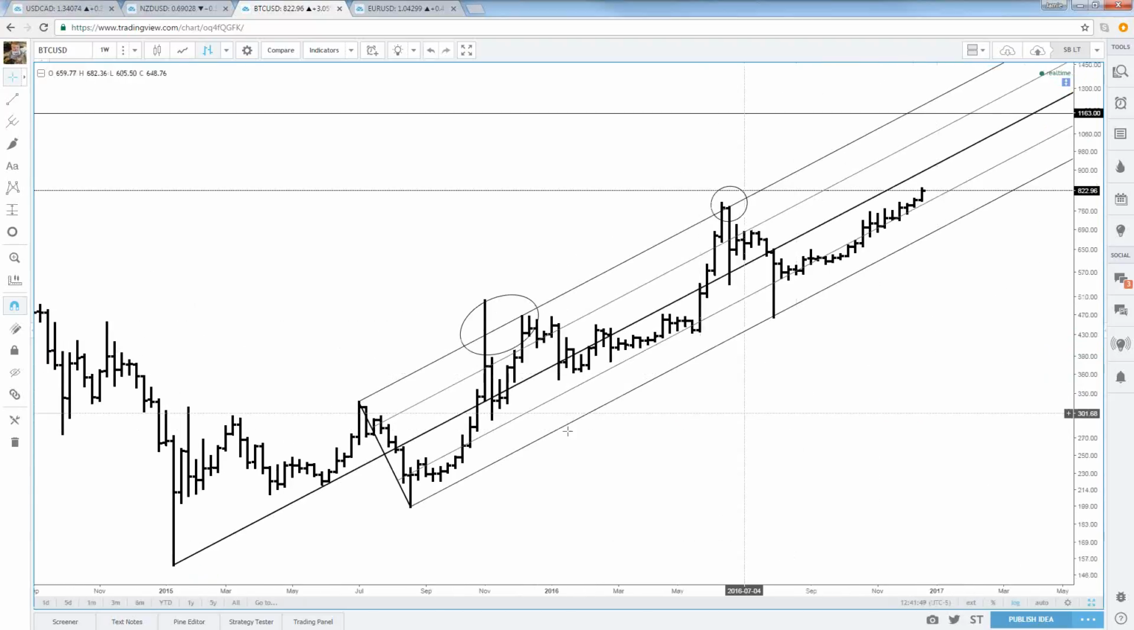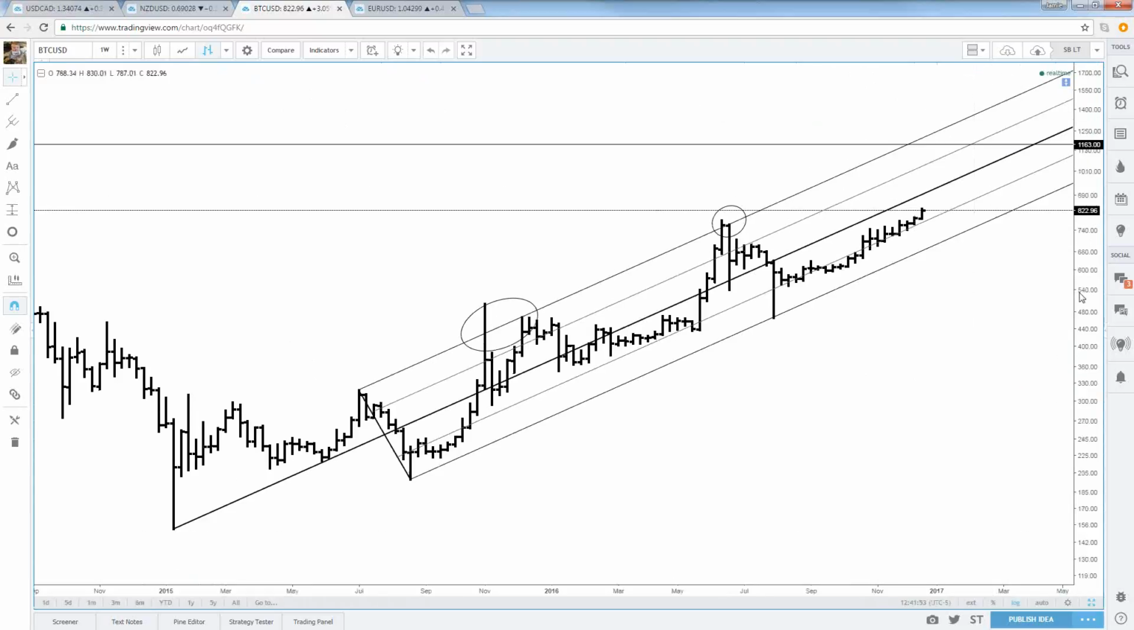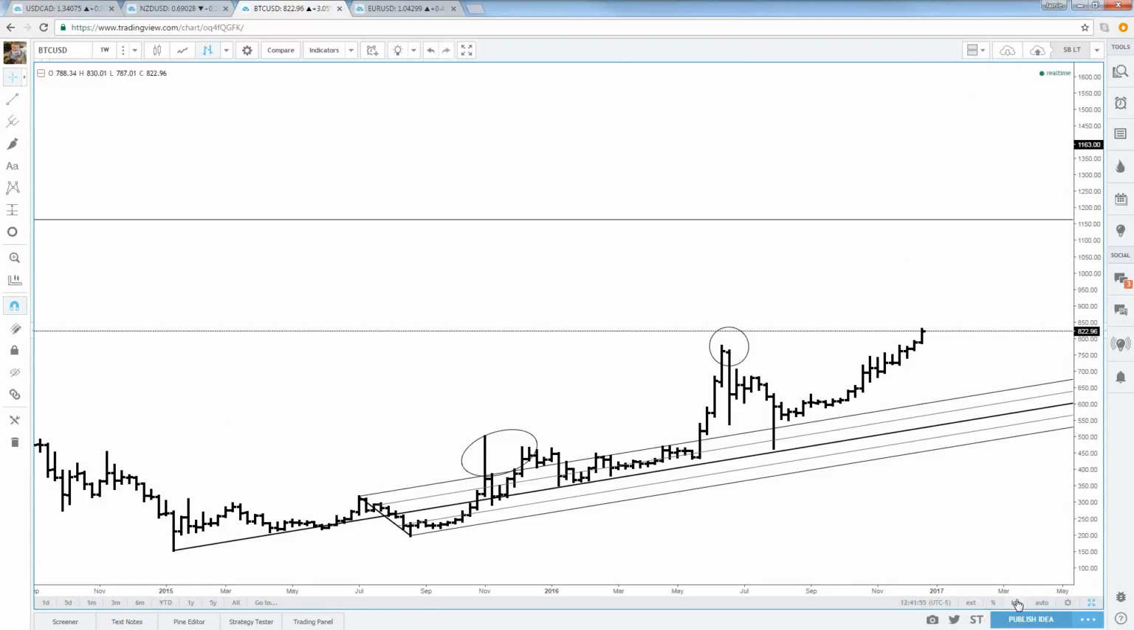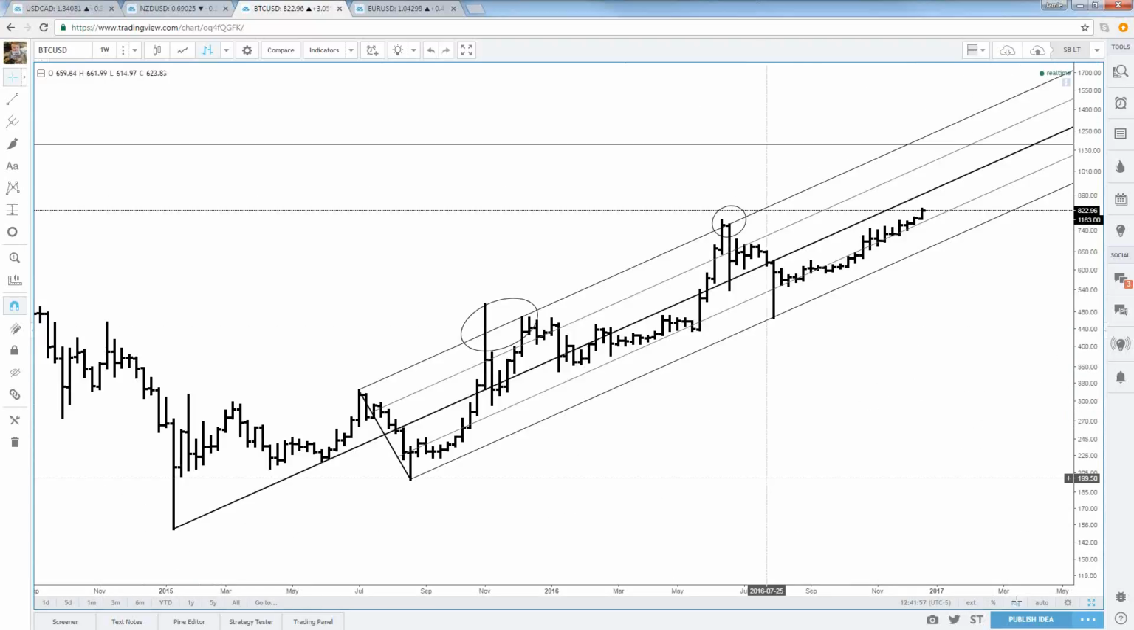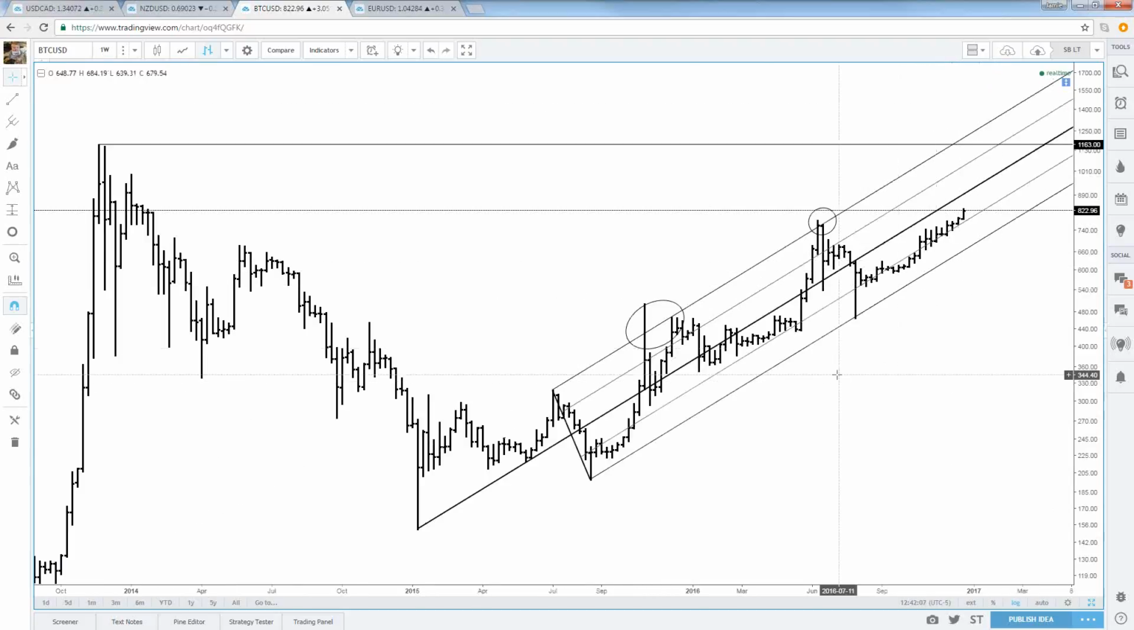Here's the Bitcoin channel, by the way. It says log scale. You have to look at it on log. If you don't look at it on log, it looks like this. Log scale. So first resistance about 900. If we go into a full-on blow-off, you're going up to this thing, which could be 1300 plus.